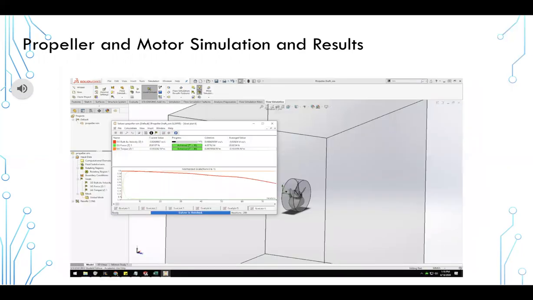This is another example of the simulation for the propeller and motor. RPM of the propeller was changed in the simulation, and the torque required to turn the propeller and the thrust generated by it were obtained.